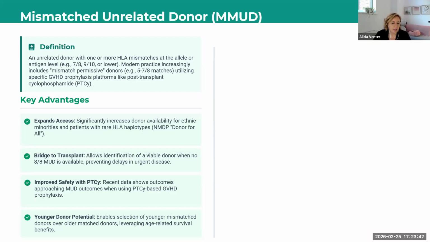So at the time that I was a search coordinator, transplant physicians wouldn't even consider a 7 out of 8. Very rarely a 7 out of 10, very rarely an 8 out of 10, and from time to time a 9 out of 10. But now with the PT-Cy, I think this is becoming a little bit more acceptable. And then, as I mentioned, if you have a much longer list of potential donors, you could always have access to a much younger donor.